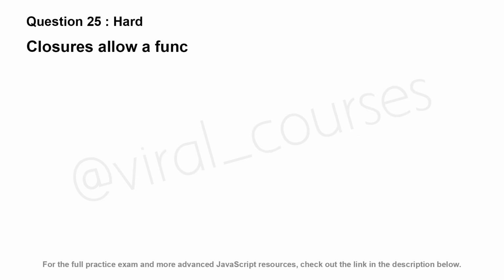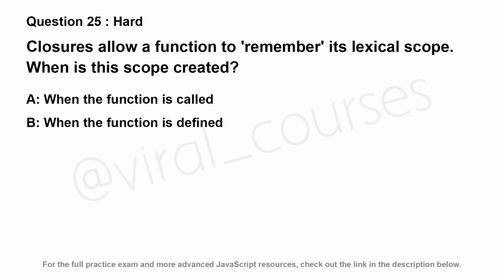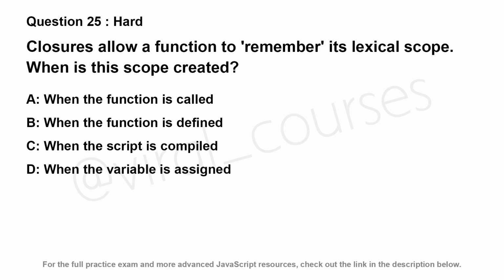Closures allow a function to remember its lexical scope. When is this scope created? Option A. When the function is called. Option B. When the function is defined. Option C. When the script is compiled. Option D. When the variable is assigned.